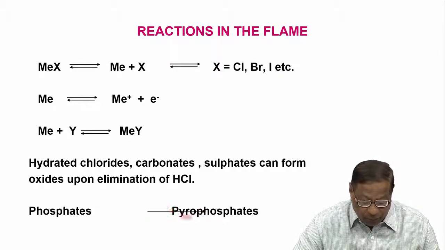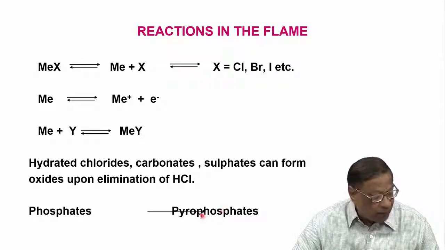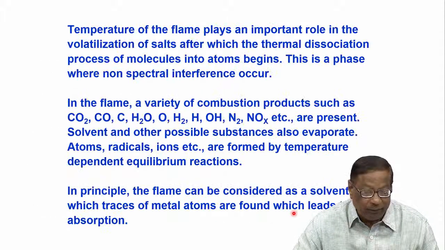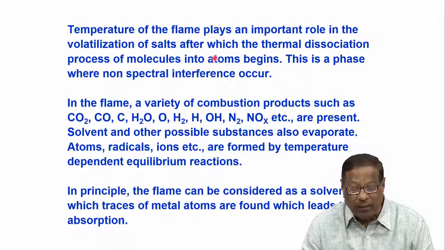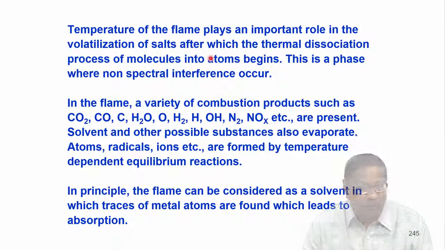So, what happens to phosphates? Phosphates will form pyrophosphates in the flame. So, the temperature of the flame plays an important role in the volatilization of salts, after which the thermal dissociation of molecules into atoms begins. Basically, whenever we enter the sample, the temperature of the flame will start all the reactions, but all those reactions are so fast that you may not be able to view them individually.